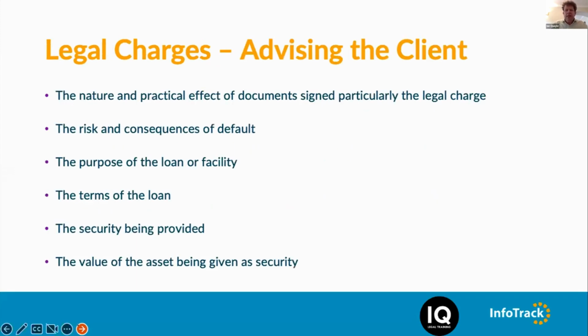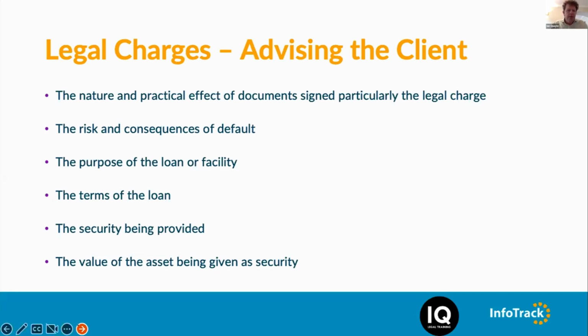Which leads me to legal charges and how we advise the client. Whether the legal charge is being executed independently of us or being signed in our presence, it is important that the clients understand the nature of the charge and the fact that that charge ultimately will secure the loan on the property that the client is acquiring. The client needs to be made aware by you of the risk and consequences of default, needs to be aware of the purpose of the loan facility, the terms of the loan, the security being offered, and the value of the asset being given as security, unless that information is also already being volunteered by the lender. Two or three things that I want to share with regard to this point.